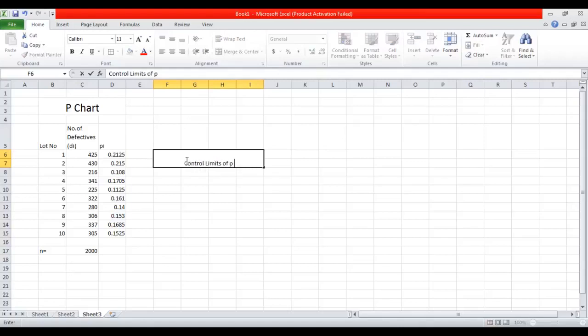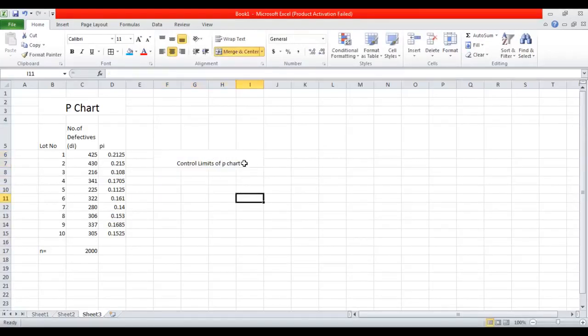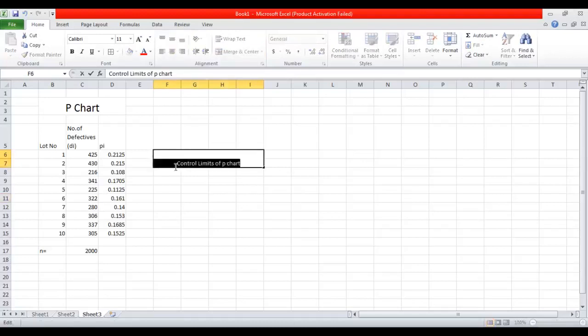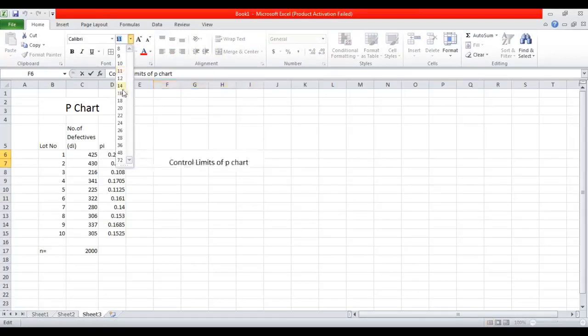Control limits of P chart. The formula is P bar plus 3 under root of P bar Q bar by N. So by using that formula, we are going to find out the control limits of P chart. First, UCL.